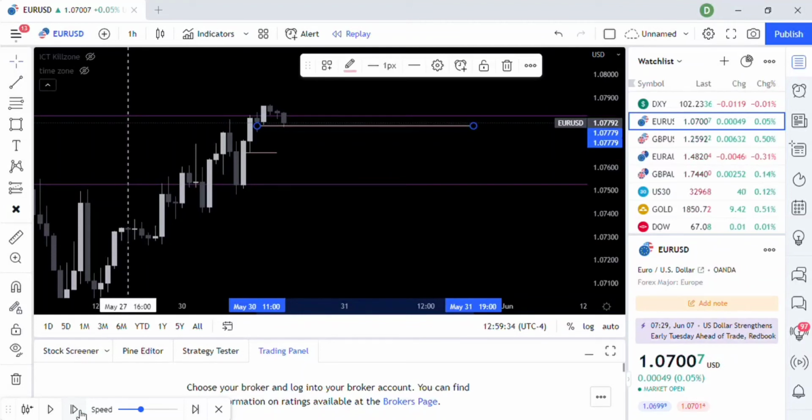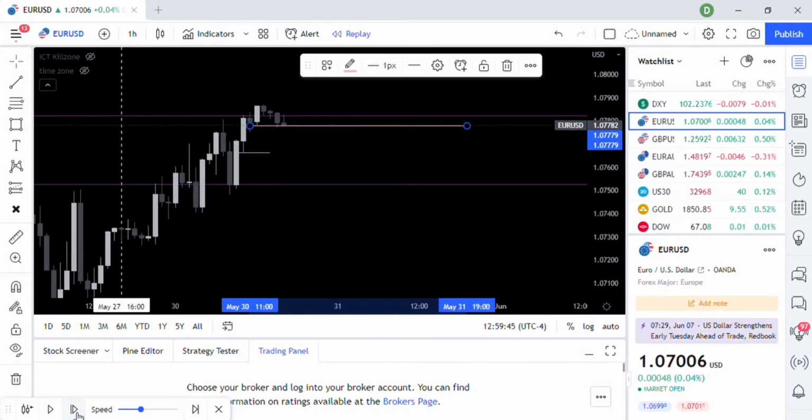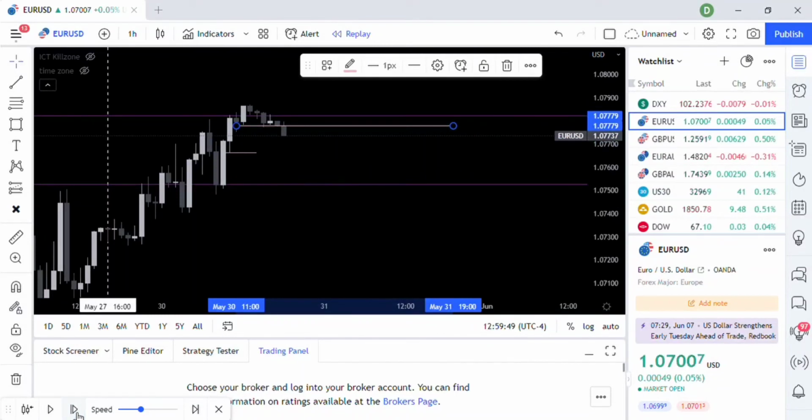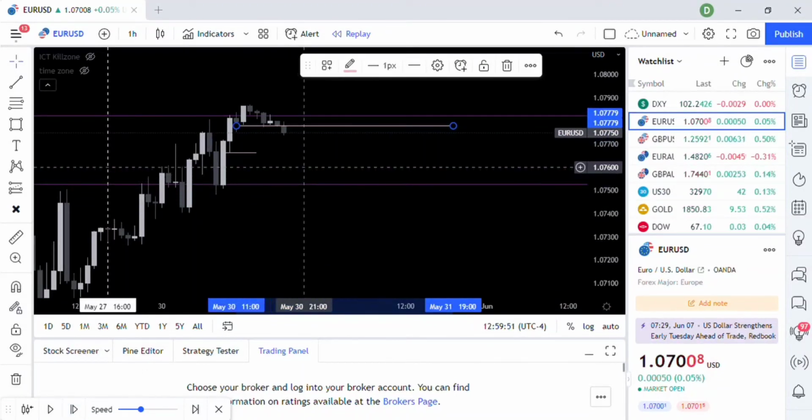So it breaks below it with no problem, right? It breaks below it. So now that it breaks below it, our entry is going to be right in this line. So price continues to go lower.